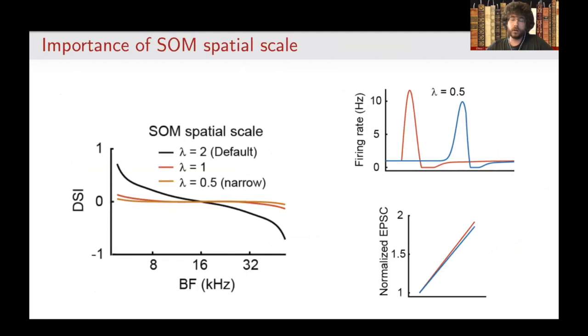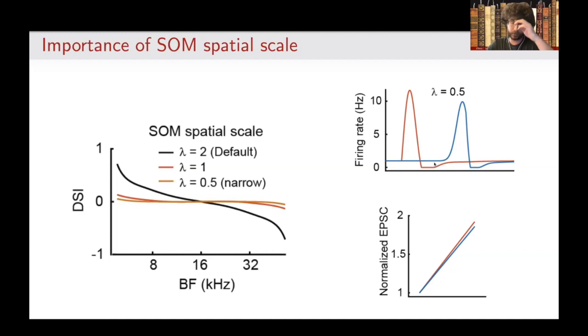Now we can get at something that in the experimental data you can't really play around with, and that's the spatial scale of SOM cells. We want to get at what the key components of the model are. As we change the spatial scale of SOM cells, making them more narrow, that causes a loss in DSI. Basically we lose that leading inhibition because it's not able to project ahead of this traveling wave that we saw. So that is a key component that was brought to our attention by this model.